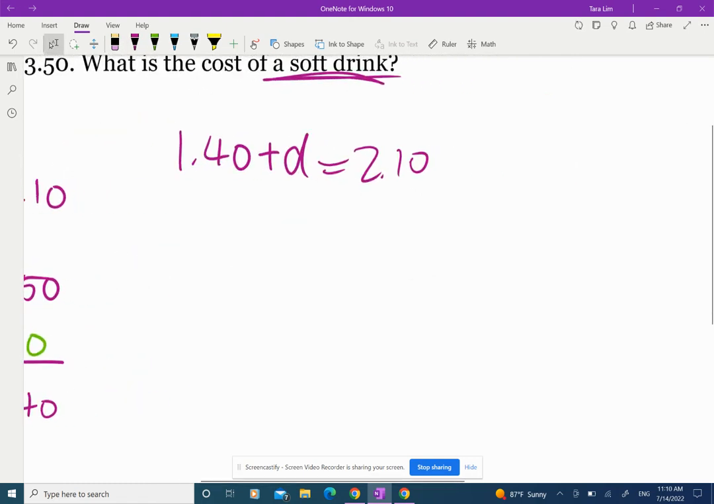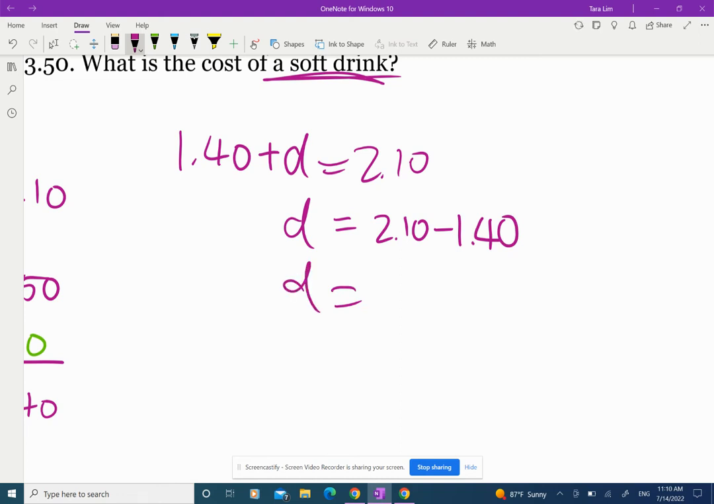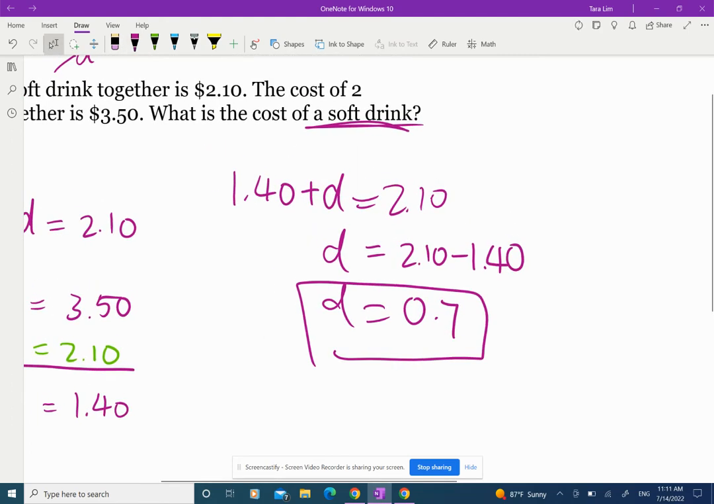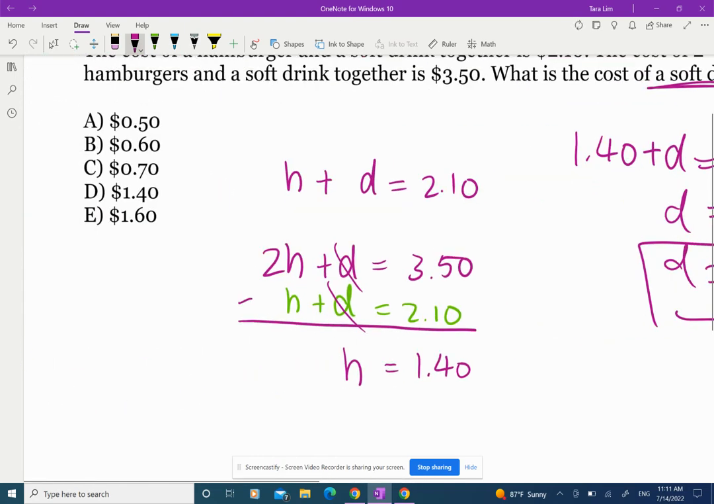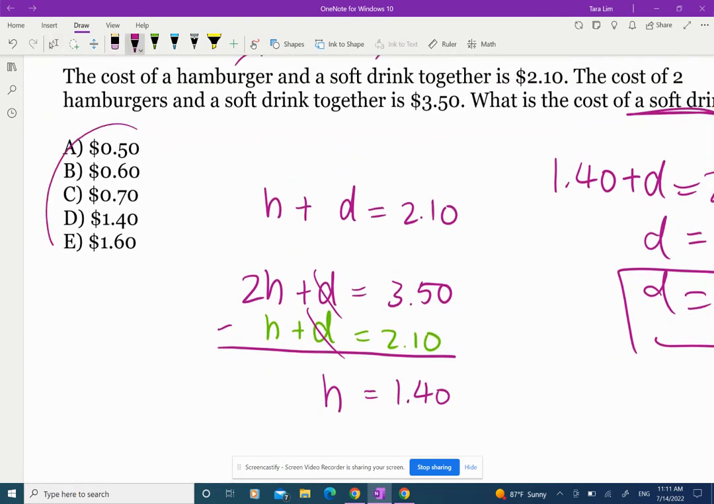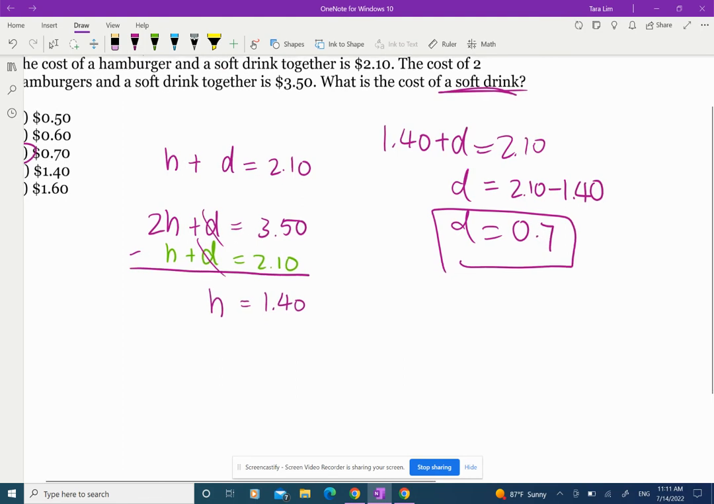So now that I substitute H, I can solve for D. So D is 2.10 minus 1.40, and let me use my calculator because I'm a lazy person, 2.10 minus 1.40 is 0.7. So that's the cost of a soft drink. And have we accomplished our goal? Yes, our goal is accomplished. So we have 0.7. Now where can I find 0.7 here? C is the correct answer. Remember, 0.7 is the same as 0.70. Remember that. Now, this is elimination.